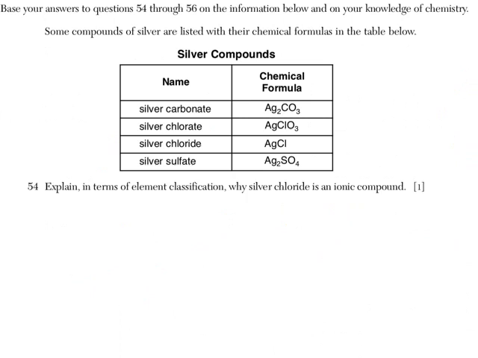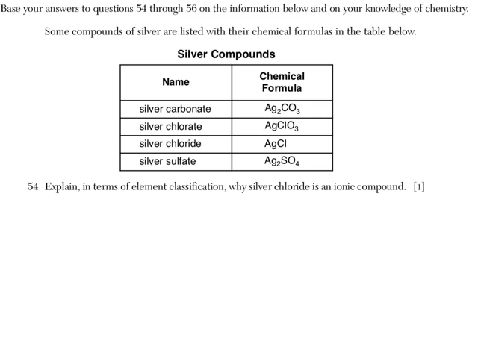These next two, 54 and 55, are really great example questions of types of things you'll see in the Regents. You've got this little chart here. It says some compounds of silver are listed with their chemical formulas in the table. It gives silver carbonate, silver chloride, silver sulfate. The formula is not really important.